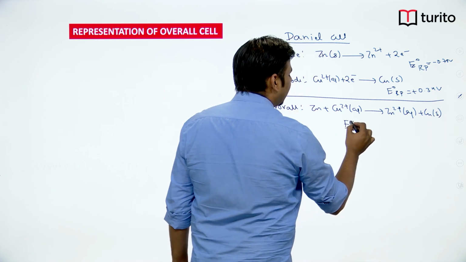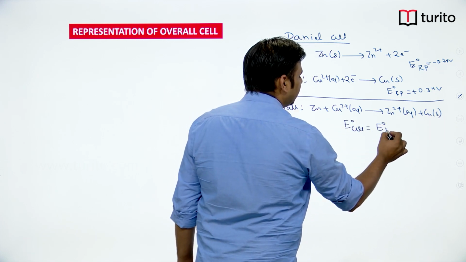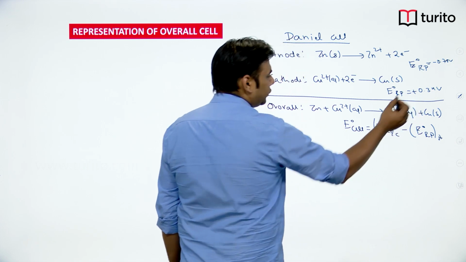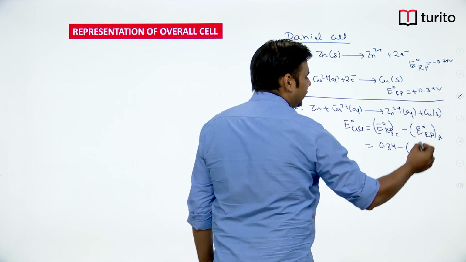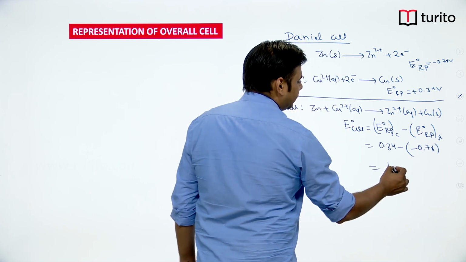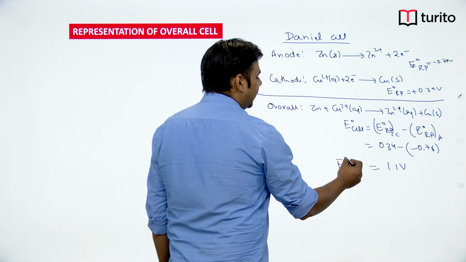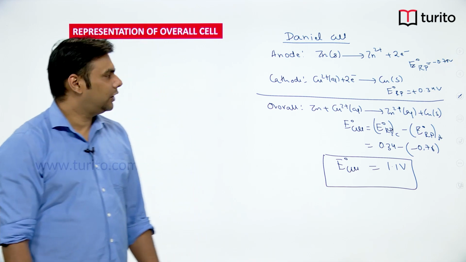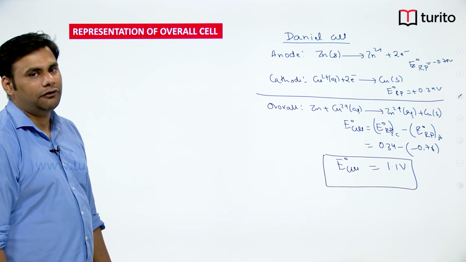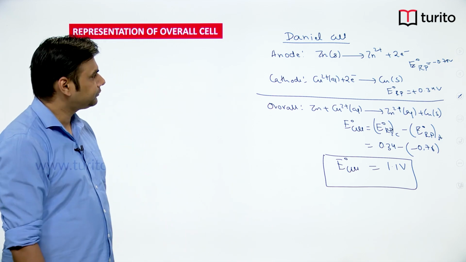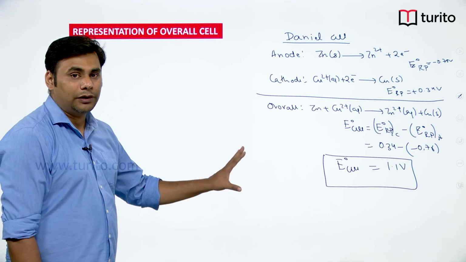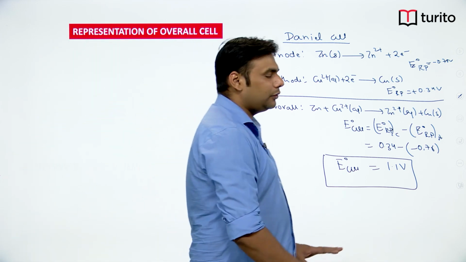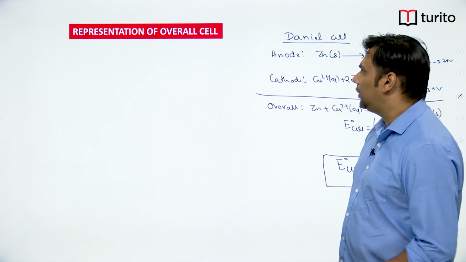The E naught cell of this reaction would be reduction potential of cathode minus reduction potential of anode. Reduction potential of cathode was 0.34 volts and reduction potential of anode was minus 0.76 volt. So this is 1.1 volt. So a Daniell cell generates a standard EMF of 1.1 volt. This is how you calculate the standard overall EMF of the cell. We know that the overall EMF has to be positive for the reaction to be spontaneous. Hope this is clear to you. This is a very basic thing that we wanted to understand.